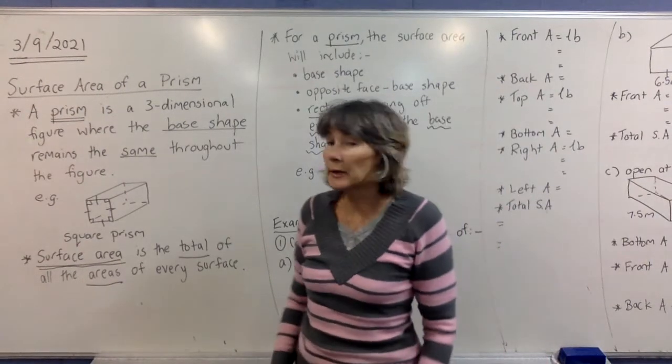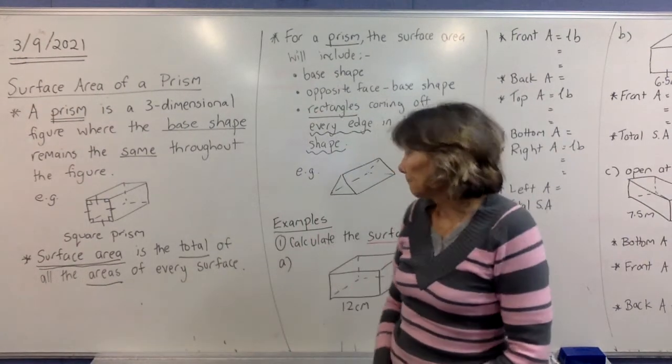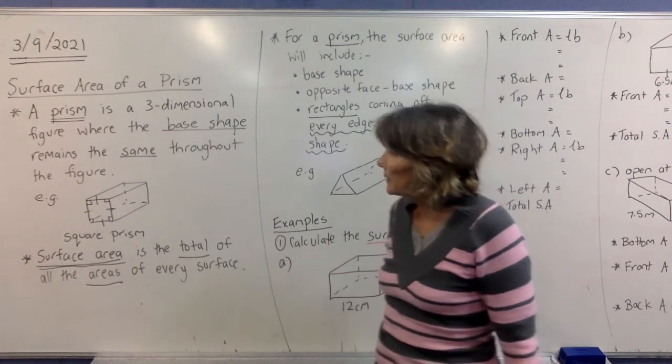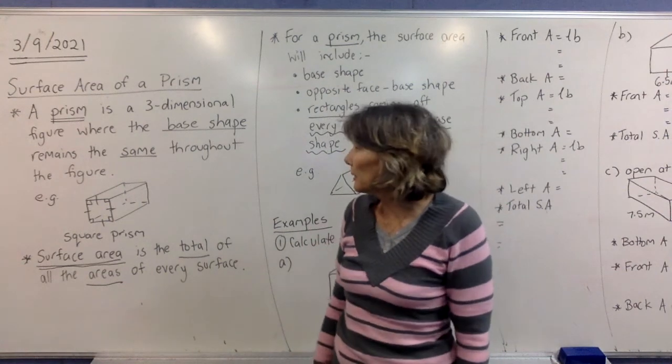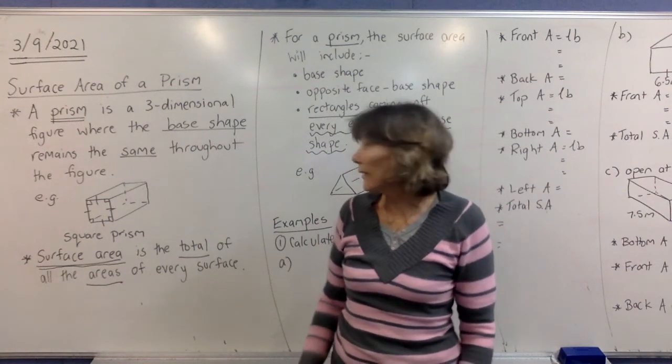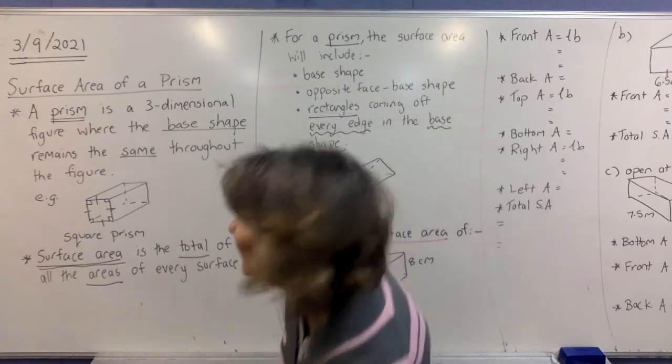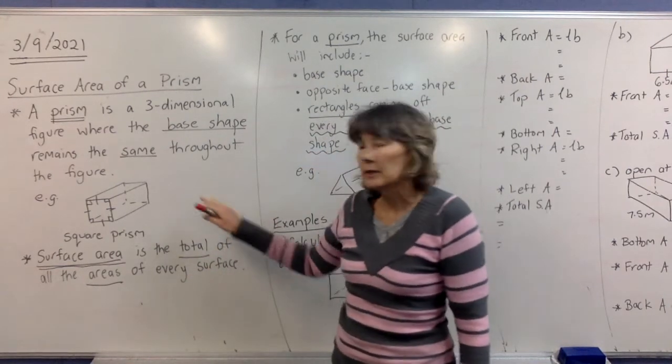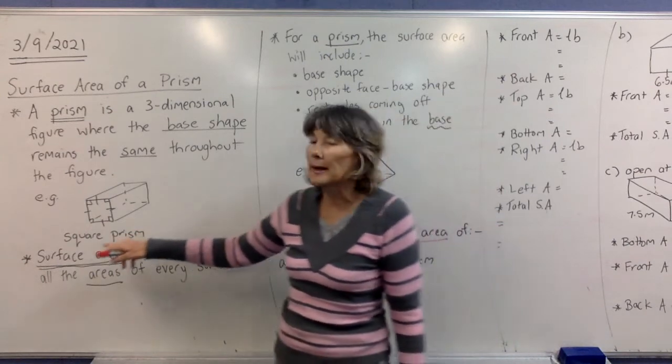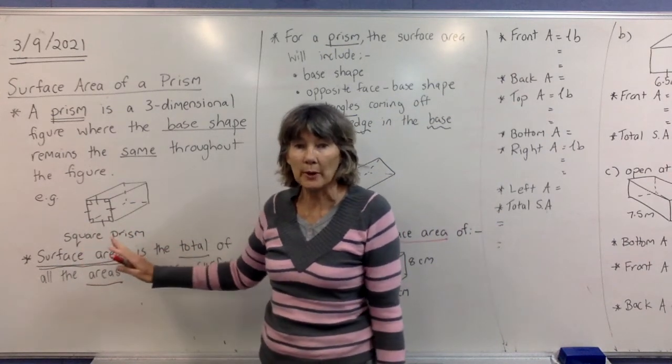Alright, so today we're doing surface area of a prism. Firstly, you need to understand that a prism is a three-dimensional figure and the base shape remains the same throughout the figure. So I've got an example here. This is a square prism.